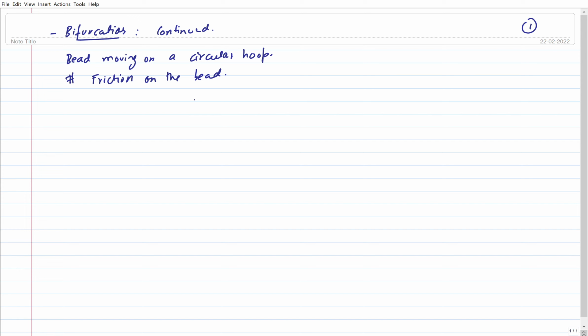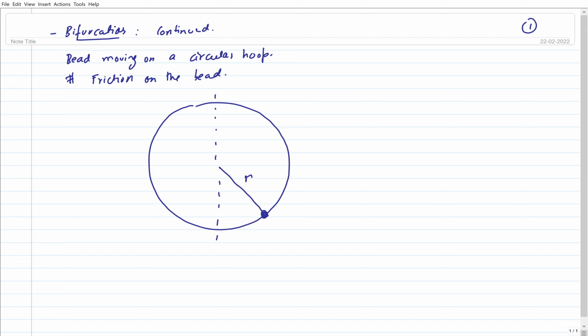So what's the setup? I have a circular hoop and I have a bead, a small ring over here, and the radius of the circular hoop is r, the angle is phi, and I'll label this coordinate as rho. And I'll put the bead in some rotation, omega, and this is the rotation axis.